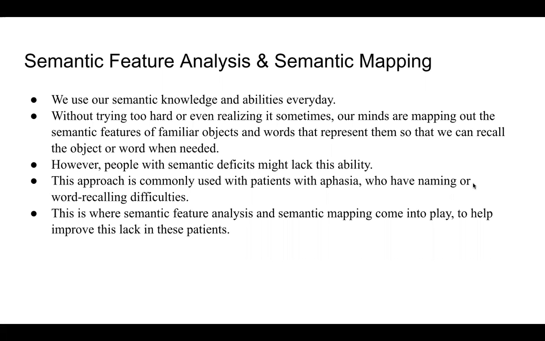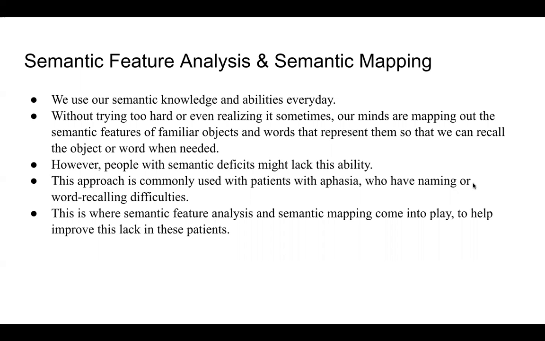We are able to label it in our heads and recall the features of that specific object, again, like what it does, what it is, and what it's usually used for, etc. And this ability allows us to recall these objects and words when we need to. However, patients with aphasia or patients who have a semantic deficit are unable to recall or remember the main features of a given word or seen object.